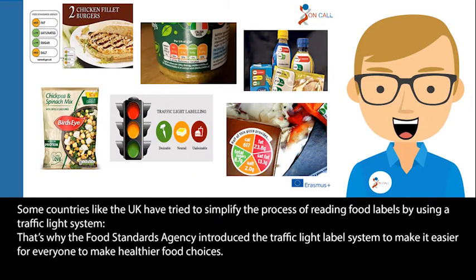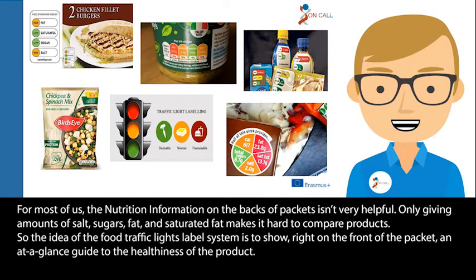Some countries like the UK have tried to simplify the process of reading food labels by using a traffic light system. That's why the Food Standards Agency introduced the traffic light label system to make it easier for everyone to make healthier food choices. For most of us, the nutrition information on the backs of packets isn't very helpful.